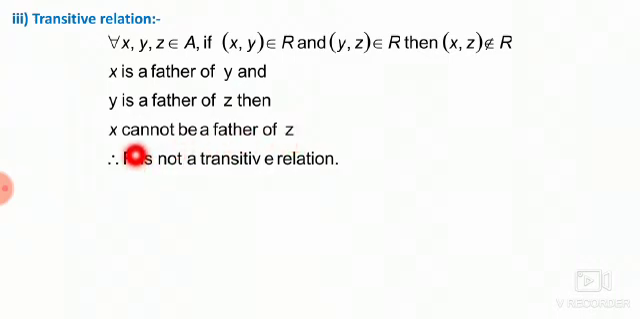x will be a grandfather of z. That's why here x cannot be a father of z. Therefore, R is not a transitive relation. Now, this relation is neither reflexive, symmetric nor transitive. Therefore, this is one of the important examples to give. The relation is neither reflexive, symmetric nor transitive.